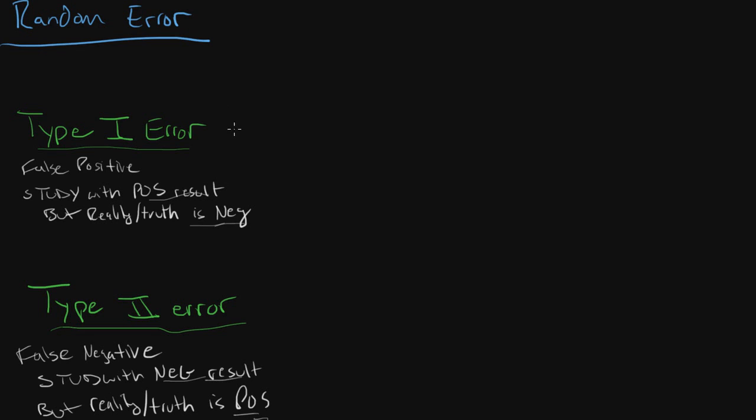Type 1 and type 2 error are also known as alpha and beta. Alpha is the probability of getting a type 1 error, and beta is the probability of getting a type 2 error. In population studies, our goal is to reduce alpha and beta to reduce the chance of having a random error. The way we try to reduce beta error is by increasing the power of our study.